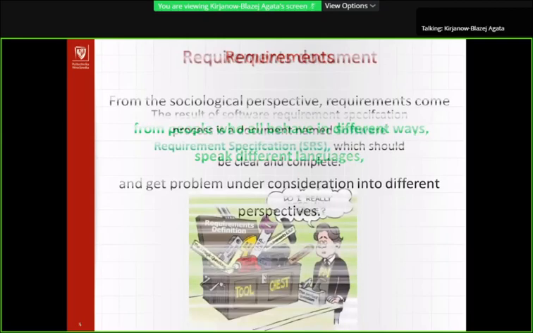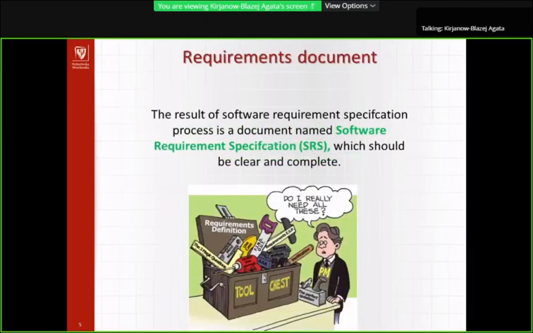The requirements document is the official statement of what is required of the system developers. It should include both a definition of user requirements and a specification of the system requirements. The result of a software requirements specification process is a document named Software Requirement Specification, SRS, which should be clear and complete.